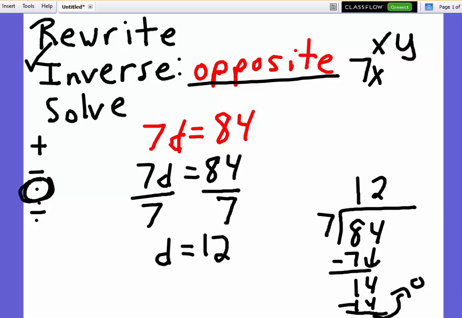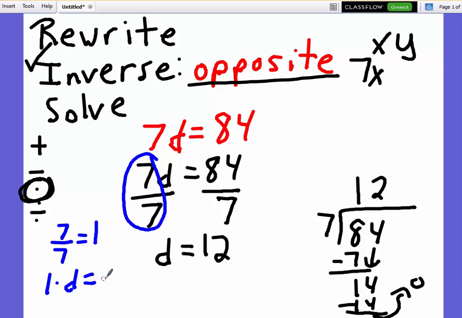If you're not sure what happened to these 7s, remember that 7 divided by 7 equals 1. 1 times d is what I'd have here. And remember, 1 times any number is that number. So that's how we have just that d here. Is my answer done? I just have d equals 12. The answer is done, but I still need to check to make sure the answer is right.